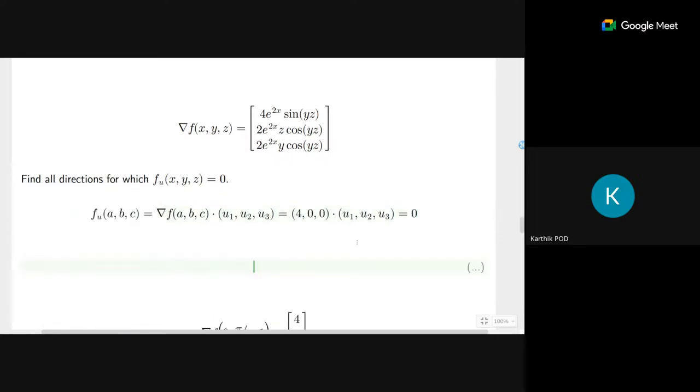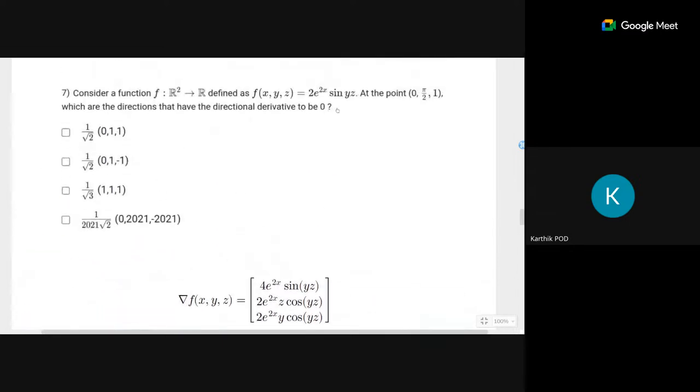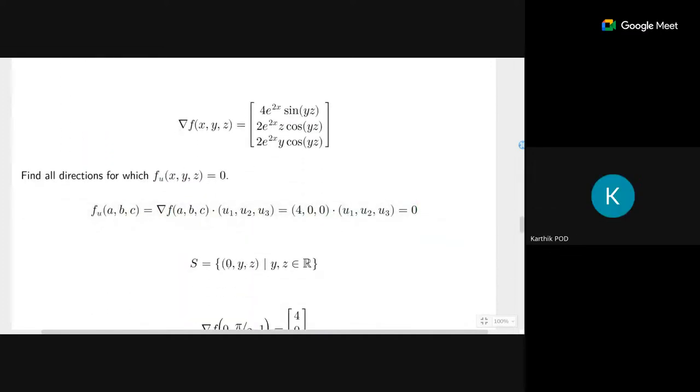It turns out you can write this as the set of all vectors of the form (0, y, z) such that y and z are in R. If you take any vector in this set S, and consider a unit vector in that direction, the directional derivative along that direction will be zero. Student: Not just unit, right? We can take any vector. Yes, you can take any vector, but since they have asked specifically for the directional derivative, and usually we take directional derivatives along a unit vector in some direction. Is that idea clear now?